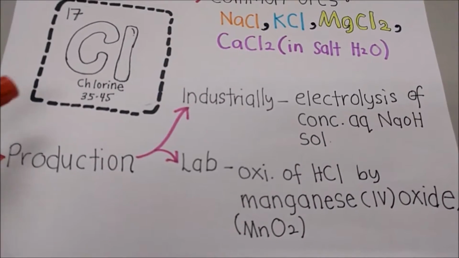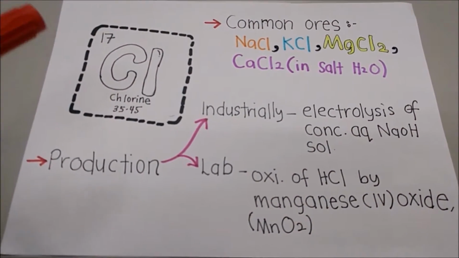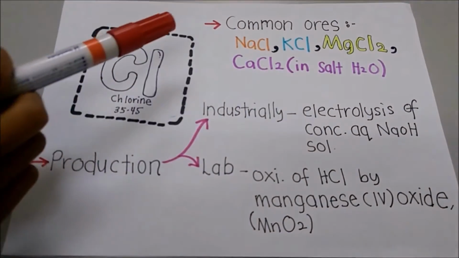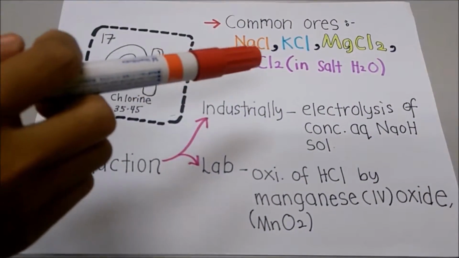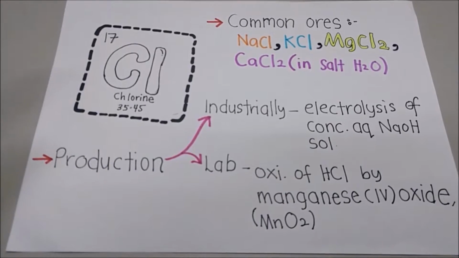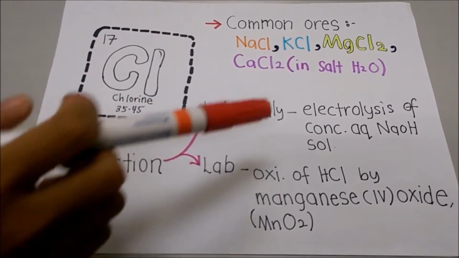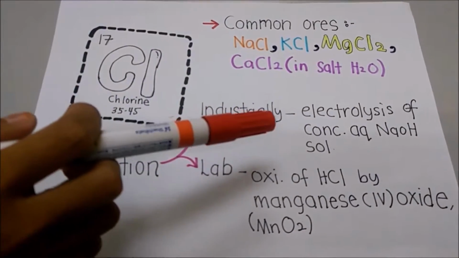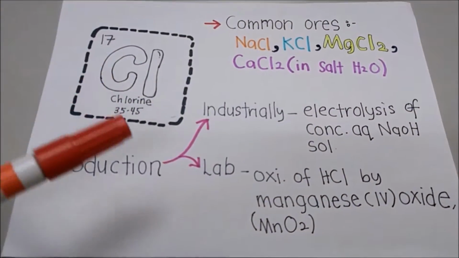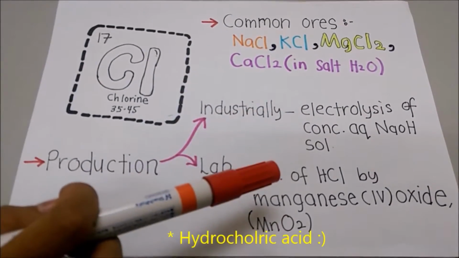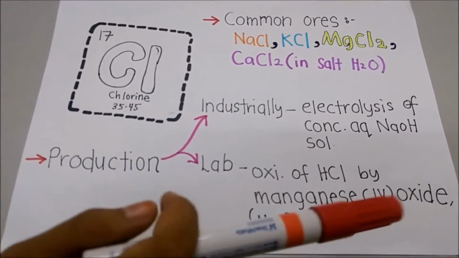So the second element is chlorine. Chlorine's common ores can be found in sodium chloride, potassium chloride, magnesium chloride, and calcium chloride in salt water. And chlorine can be produced industrially by electrolysis of concentrated aqueous NaCl solution, and it can also be made in the lab by oxidation of hydrochloric acid by manganese oxide.